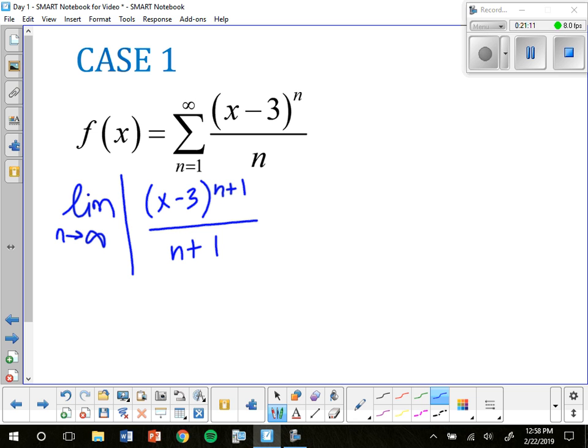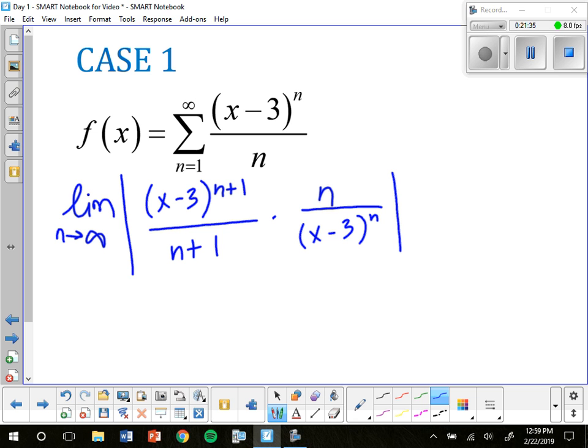And I do want to divide that by a sub n, but that's going to look really messy. So what am I going to do instead? Good, multiply by the reciprocal. So times n over x minus 3 to the n. I'm trying to figure out for what values of x this power series converges.